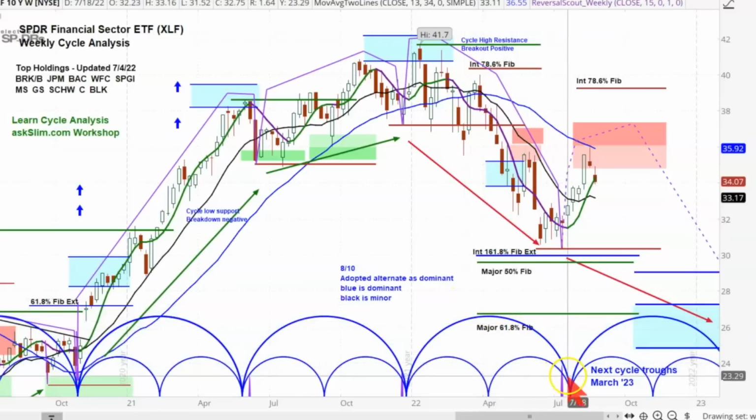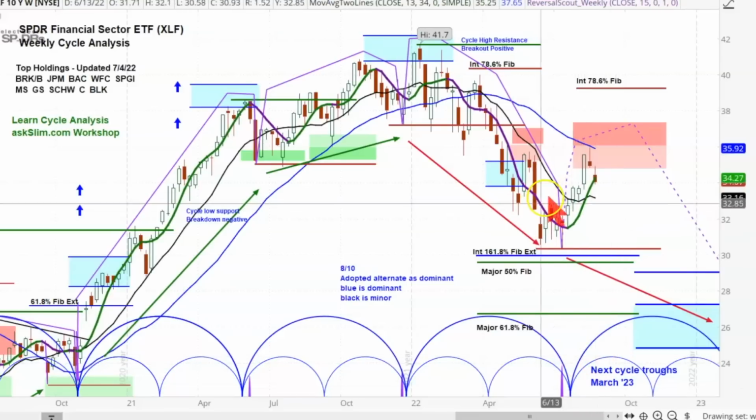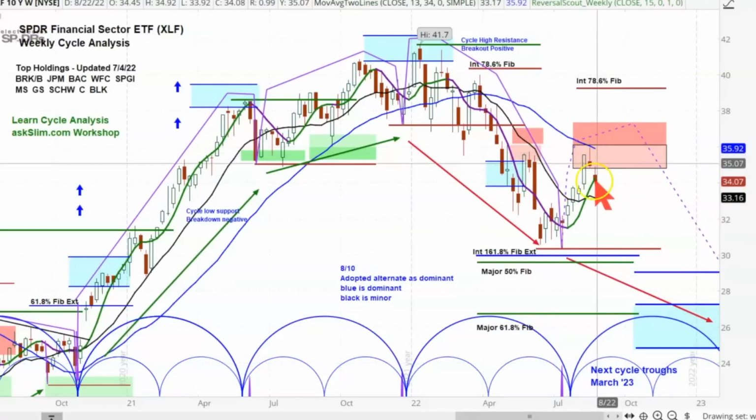Just absolutely mind-boggling how perfect that was. Then when the market rallied, you would expect it to rally into the resistance and fail, and that's what's going on right now.